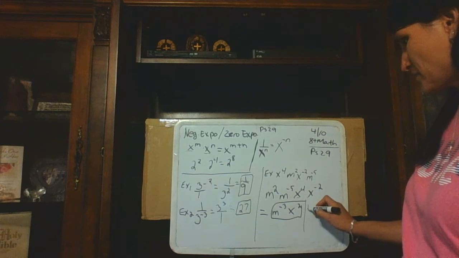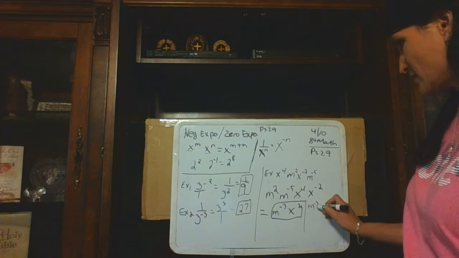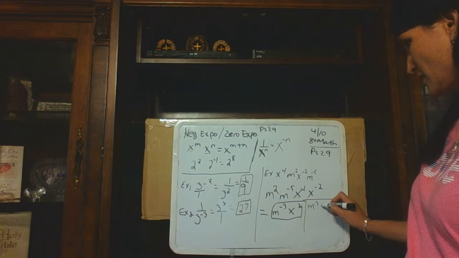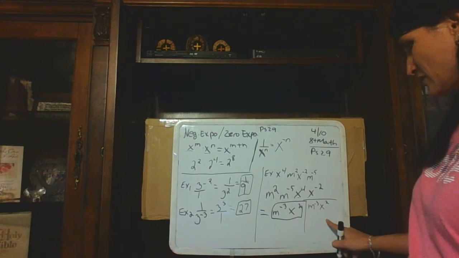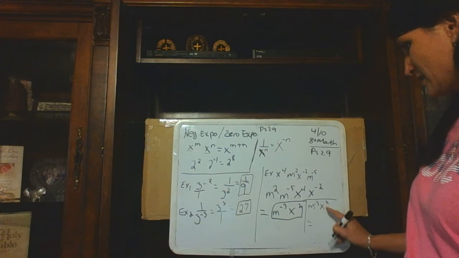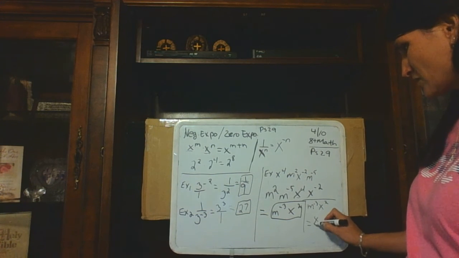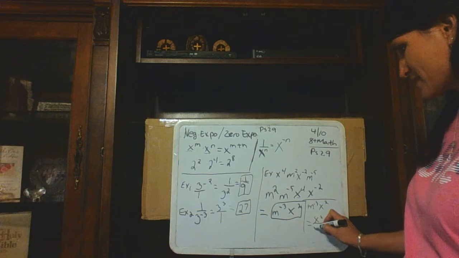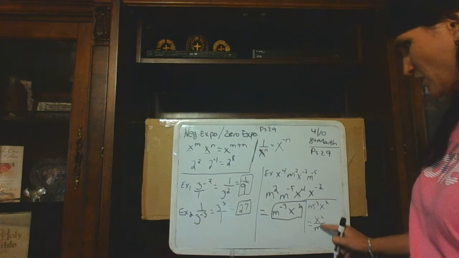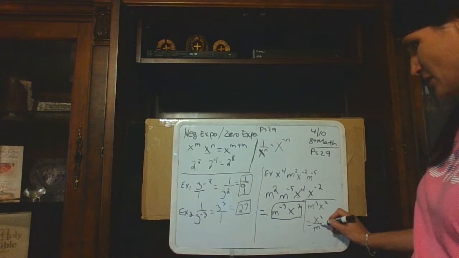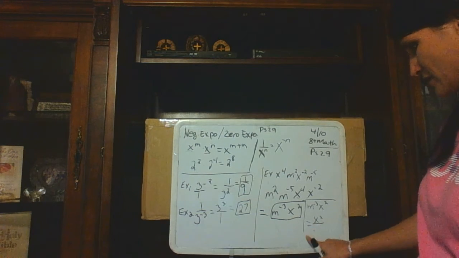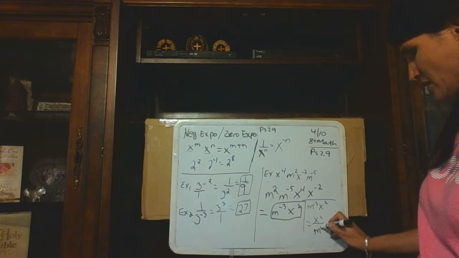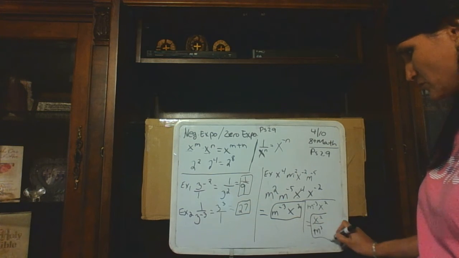You would say m negative 3, x squared, and you would have to make this positive by putting it in the denominator. So you would say this is already positive, you would leave it alone. This is not, so you would put it in the bottom, you would put the 3 there, but you would change it to a positive m. So it would look like this. It would say m to the third, and that would be the answer.